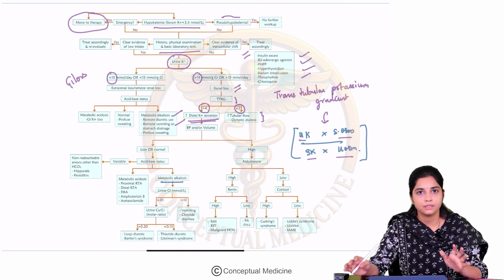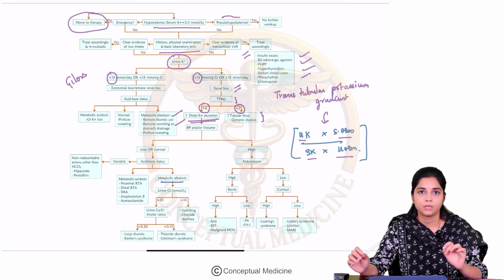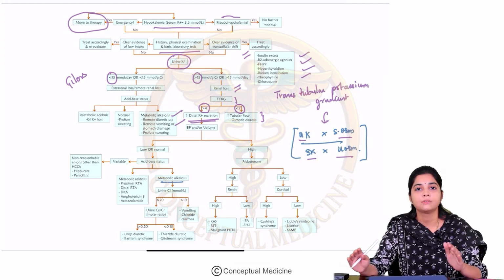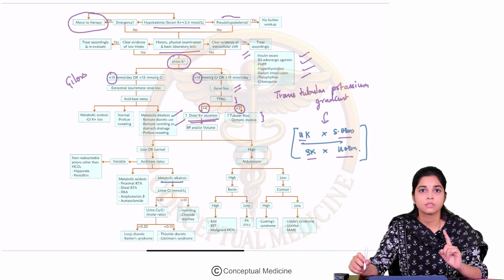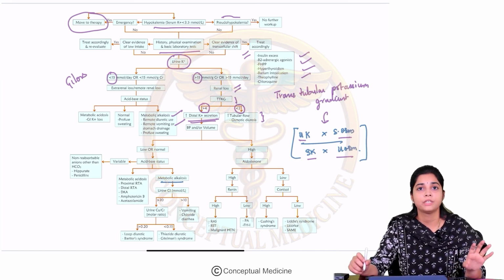Okay, till here clear? So once you have found that there is hypokalemia, you rule out the transcellular shifts, you rule out pseudo hypokalemia, go through the drug list properly, look at the urine potassium levels. If the urine potassium levels are less than 15, you are dealing with a GI loss. If the urine potassium levels are more than 15, look for your TTKG. If your TTKG is also more than 4, then you are dealing with a condition associated with increased potassium secretion distally, which can again be due to different causes.